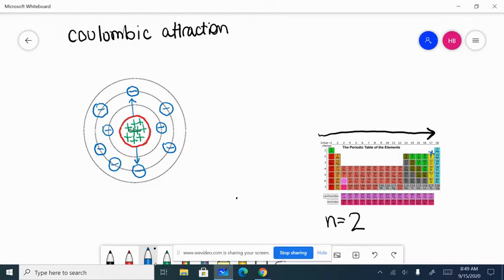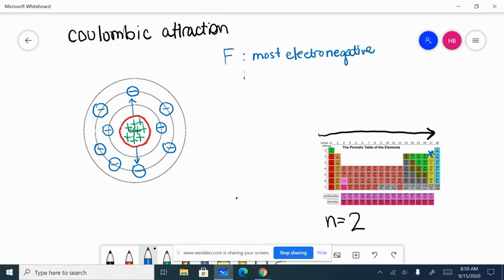So let's put a little star there. He is the most electronegative. So fluorine is the most electronegative, meaning that he is the best at pulling on other people's electrons.